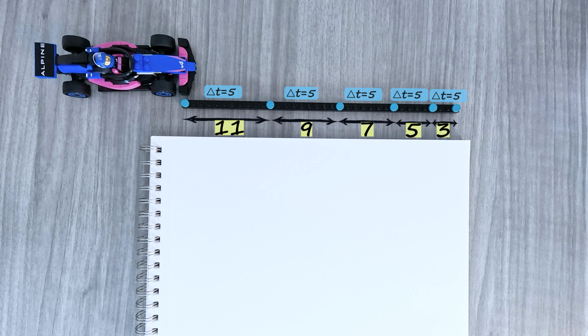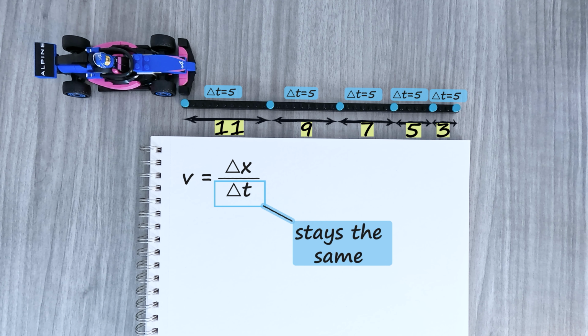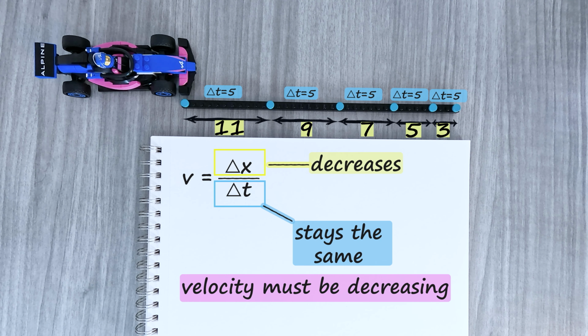Just like before, our denominator, that change in time, is going to stay the same across the intervals. But now our numerator, the change in position, is decreasing as we move across our intervals. That means the velocity is getting smaller and smaller as we move across. This means the velocity is decreasing. Our car is still traveling in the positive direction, so the velocity is still positive, but it's getting smaller.